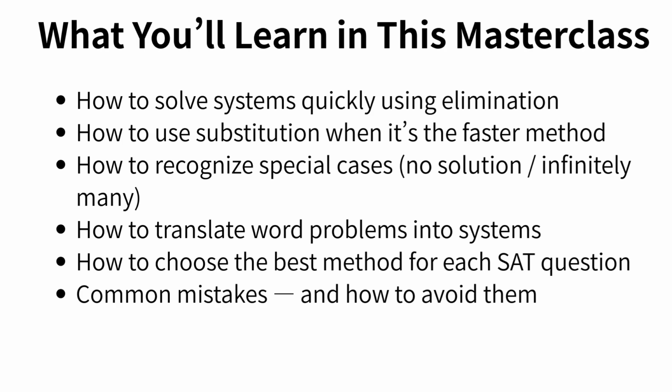First, you'll learn how to use elimination efficiently. This method is often the fastest on the test, especially when coefficients line up nicely. Next, we'll explore substitution, which becomes the better choice when one variable is already isolated or easy to isolate. You'll also learn how to identify special cases, such as when a system has no solution or infinitely many solutions, something the SAT loves to test.